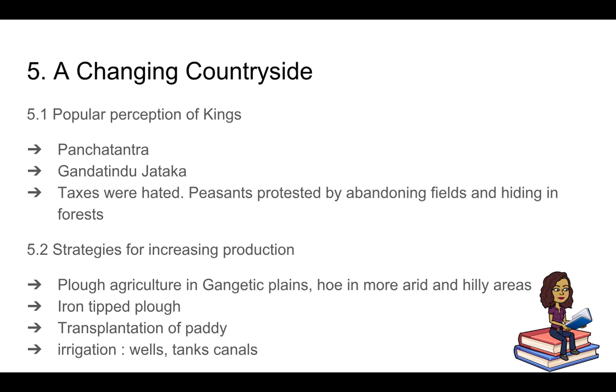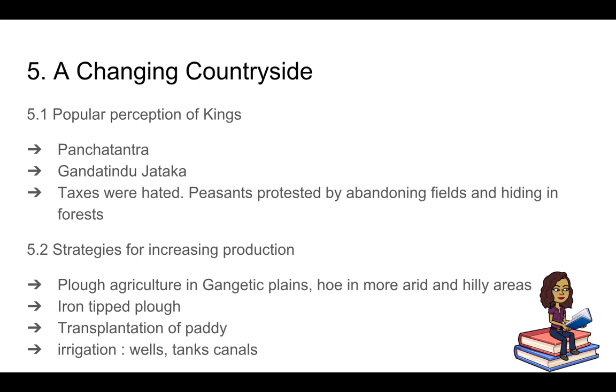So the king had to be careful about how much taxes he was forcing the people to pay. Of course, one of the methods, as you saw, of the peasants of avoiding taxes was running away. But often peasants were also looking at strategies to increase production so that they could pay the taxes better. The first among that is introduction of plough agriculture in the Gangetic plains, though hoe agriculture continued in the more arid and hilly areas.